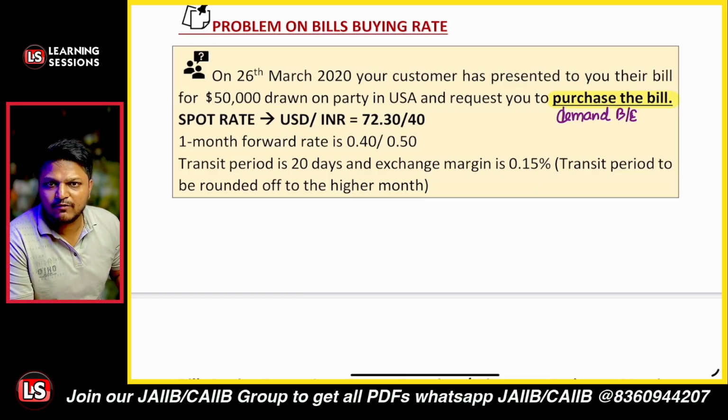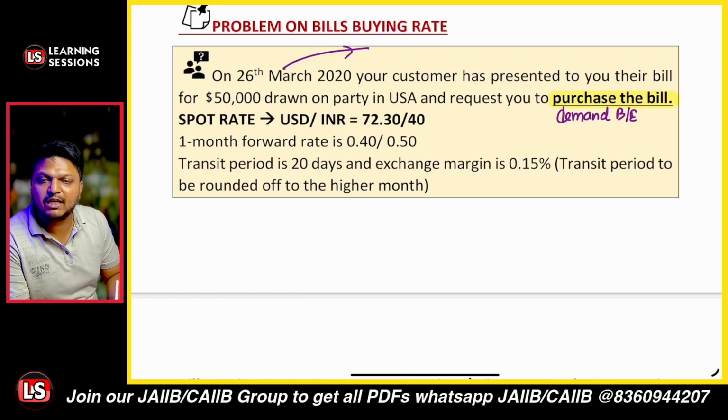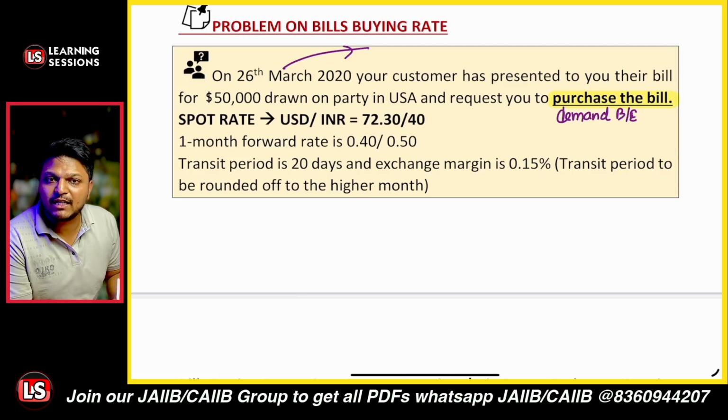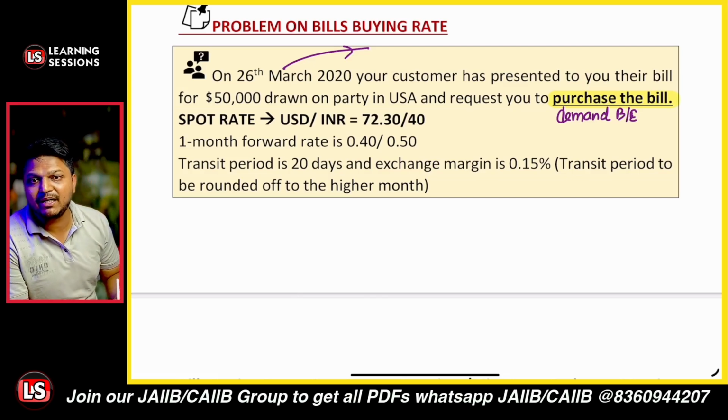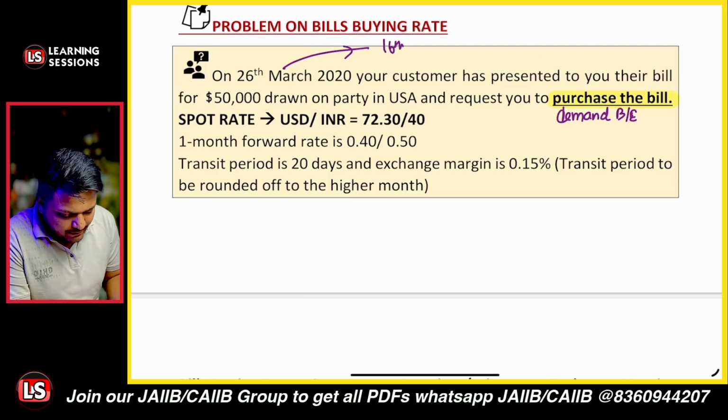Spot rate is given, 1 month forward rate is given, transit period is given to be 20 days, exchange margin is given to be 0.15%, and the transit period is to be rounded off to the higher month. It's related to 26th March, and we're talking about 20 days after that. It means it will take 20 days to get the bill presented and get the payment from the importer. So it will be settled around 16th of April.